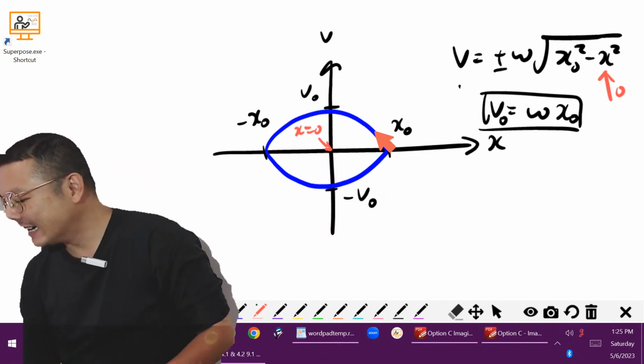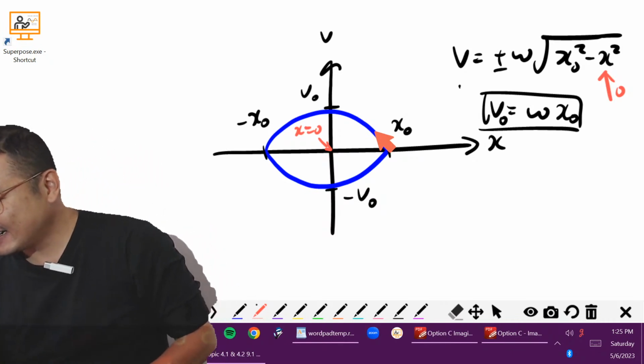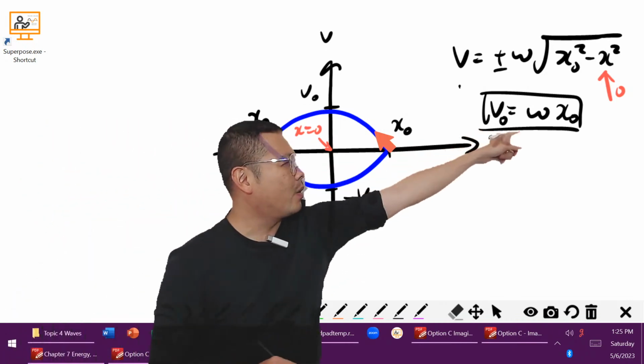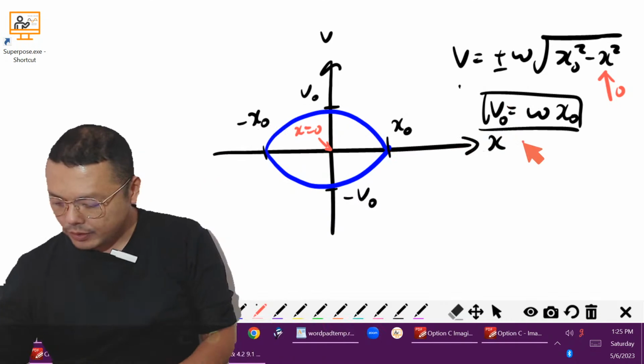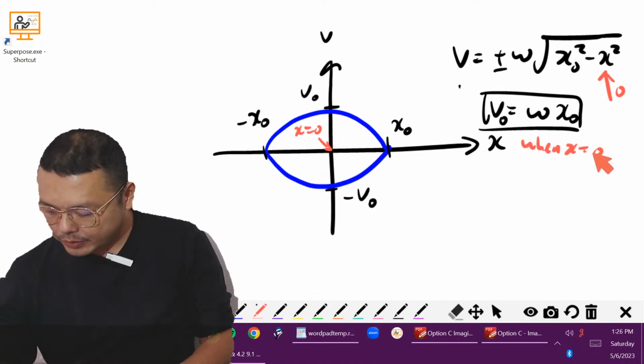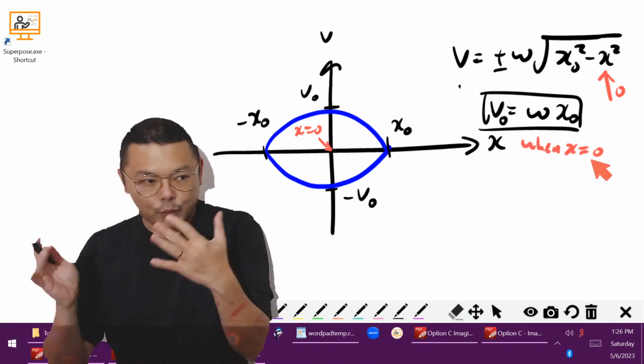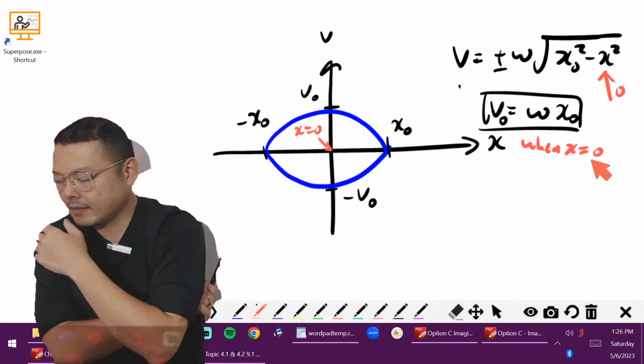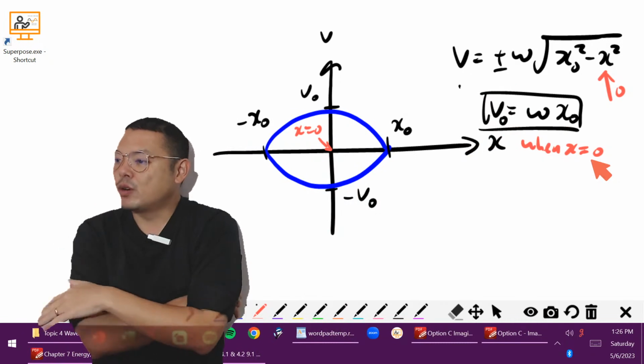Right, finish already or not? Write this down, okay? Say that maximum speed is when displacement equals 0, when x equals 0. And the maximum speed is calculated with the amplitude. So v naught equals omega times x naught. When is the speed 0?